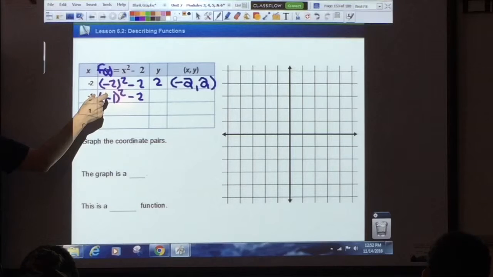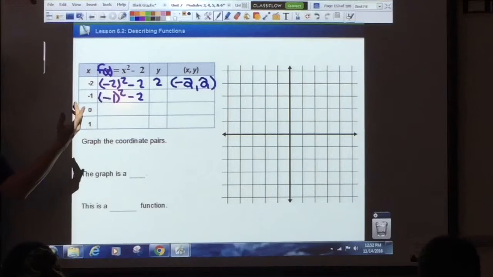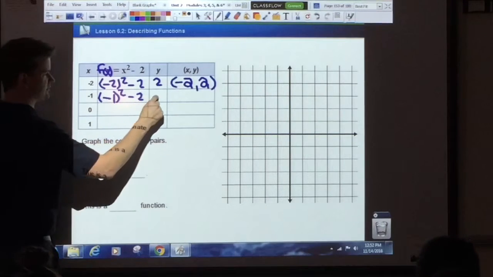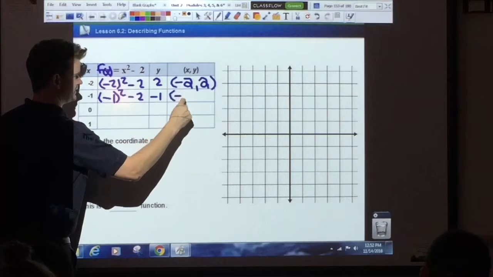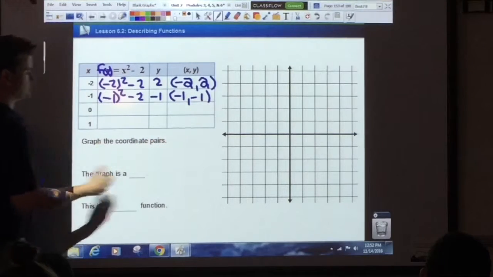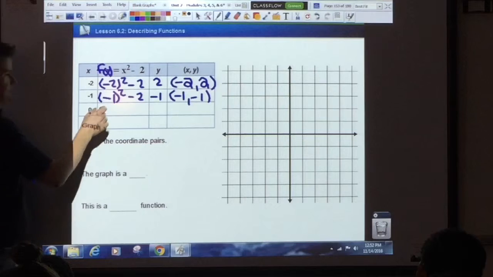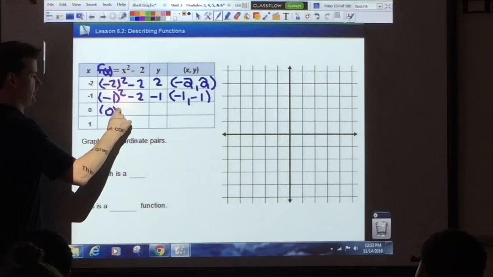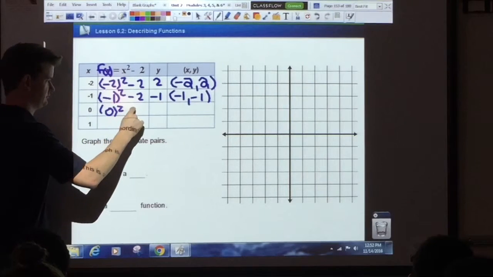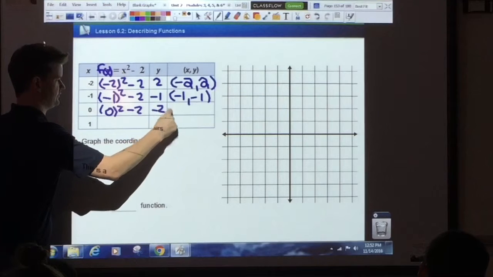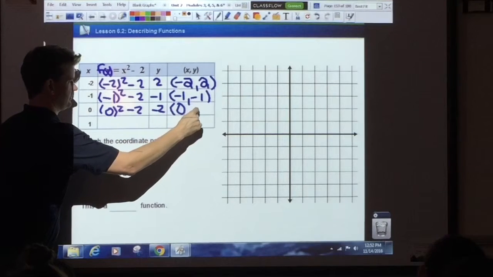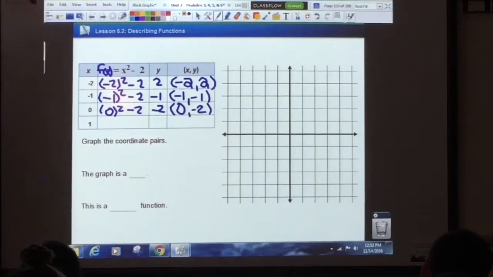Negative 1 squared. 2 negatives, when we multiply, make a positive. So 1 minus 2 gives me negative 1. That's negative 1, negative 1. And you just repeat the process. I substitute in 0. What is 0 squared? 0. Minus 2 gives me negative 2. So this is 0, negative 2.